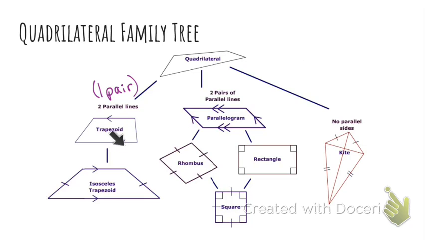It could just be a generic trapezoid, or if you have that pair of congruent legs, then it could be an isosceles trapezoid. If you have 2 pairs of parallel lines, you've got a parallelogram. If it's a parallelogram, it could potentially be a rhombus or a rectangle. If it's both a rhombus and a rectangle at the same time, that's when you have a square. The last one we talked about is if there are no parallel sides, that's when you have a kite, which of course has its own special properties.